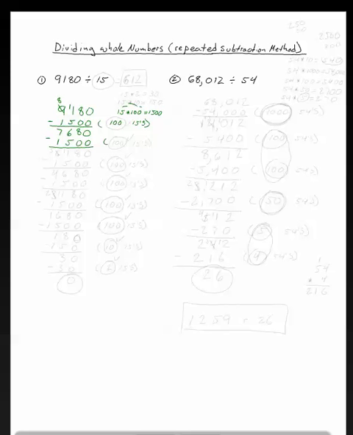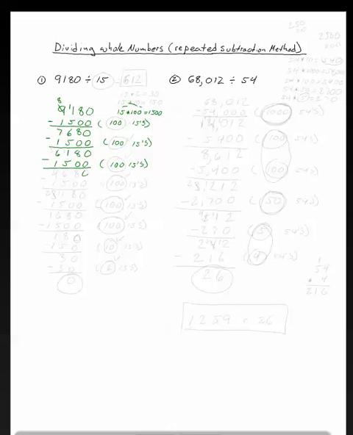And once again, that 1,500 is 100 15s. 0 minus 0 is 0. 8 minus 0 is 8. 6 minus 5 is 1. 7 minus 1 is 6. And I can subtract another 1,500, which is 100 15s.